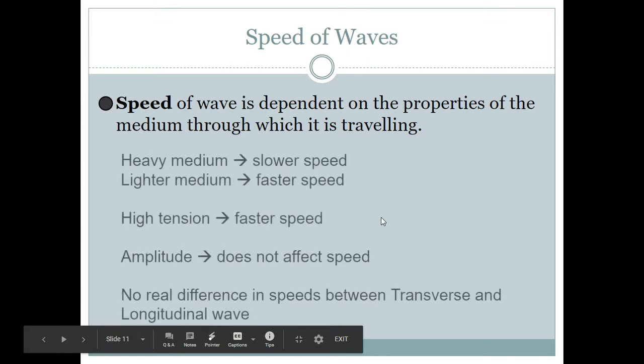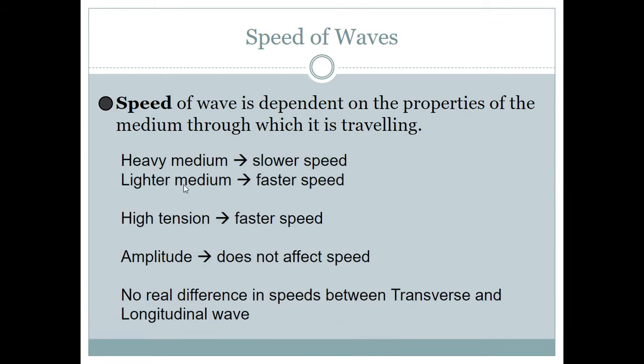Further consolidation shows that if you have a heavy medium, like a big, heavy slinky, or a big, heavy, sluggish material like an oil patch, waves will travel more slowly through that material. If you have a very light medium, like a really light slinky or a light rope, the waves will travel faster through that medium. Very important to understand that. Heavy medium, slower speed; lighter medium, faster speed.